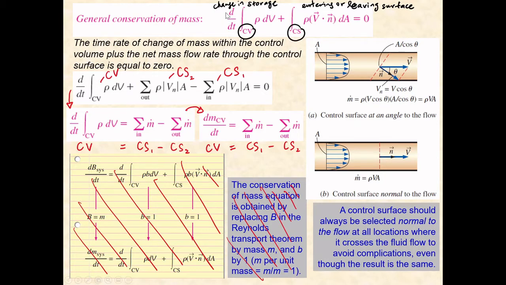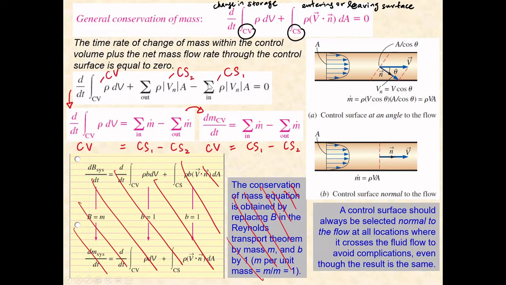That you get a different form of equation, but it's exactly referring to the same thing. So the time rate of change of mass within the control volume plus the net mass flow rate through the control surface is equal to 0. So what it's trying to tell you is that you have a control volume, so the mass is changing within the control volume, and then you have mass entering or leaving the control volume. So you add them together, you should be getting 0.